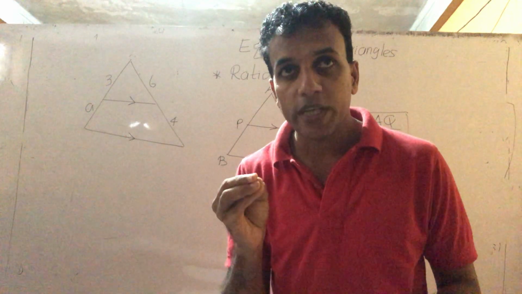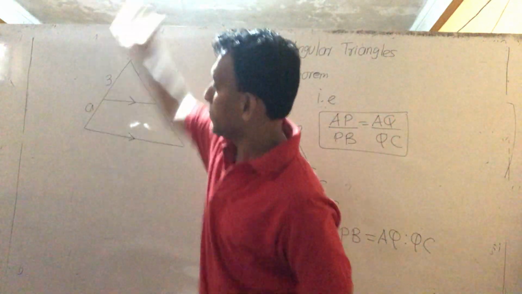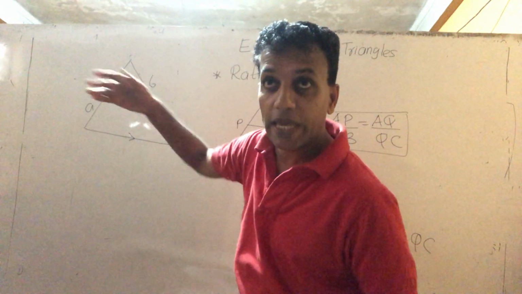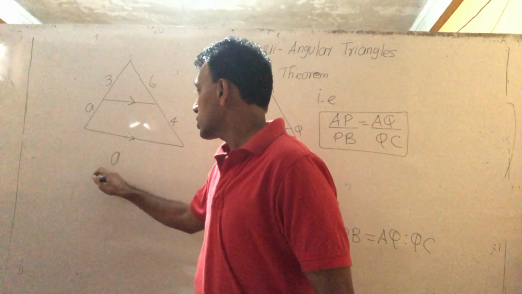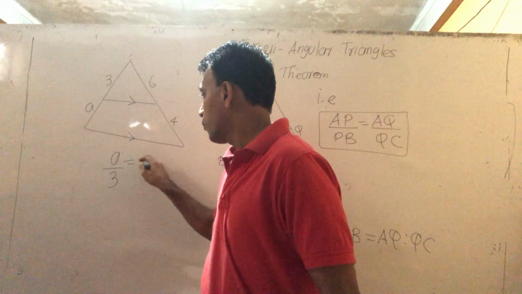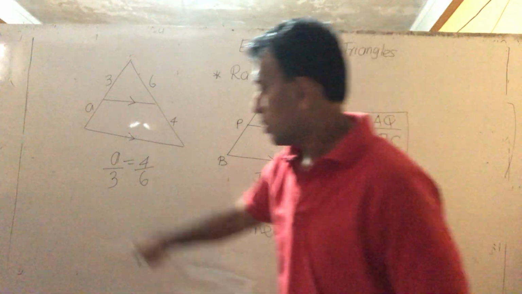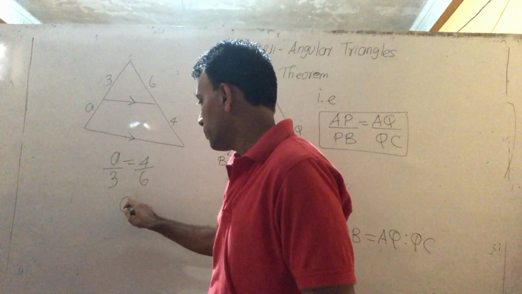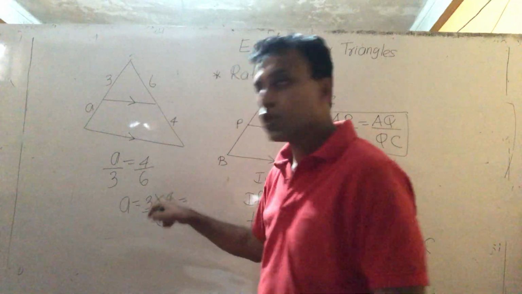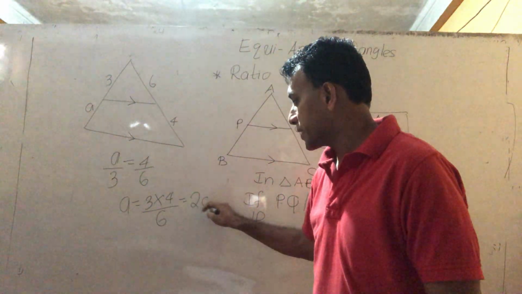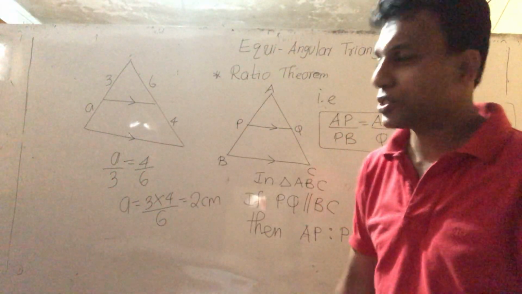Always better we start from the unknown part. What is unknown, start with that, it is easy. So start from here. Then a over 3 equals, therefore from here, 4 over 6. So a over 3 equals 4 over 6. That's all. Hereafter you are solving an equation. Multiply by 3, a equals 3 times 4 over 6. 12 divided by 6 is 2 centimeters. One of the book problems, 2 centimeters. You can work similar types. Any questions?